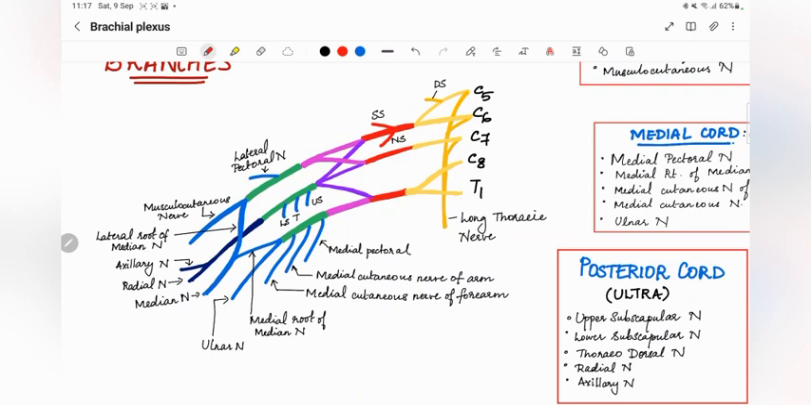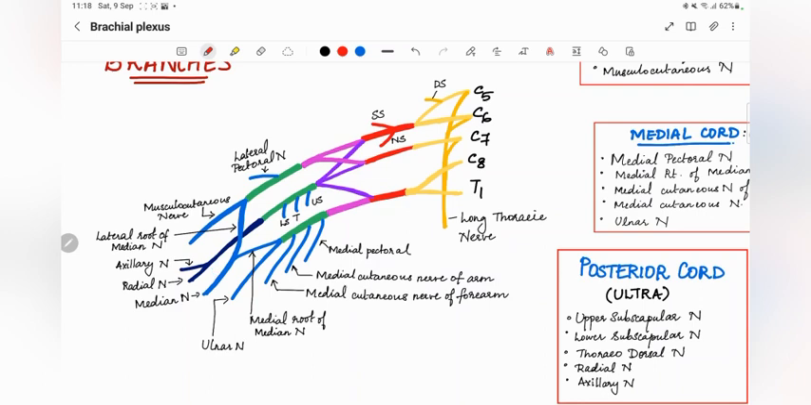So, the upper subscapular nerve supplies the subscapularis muscle, and then the lower subscapular nerve supplies the subscapularis and the teres major muscle. Then the thoracodorsal nerve, also known as the nerve to latissimus dorsi, supplies the latissimus dorsi muscle, and the radial nerve and the axillary nerve are the 2 important nerves. The axillary nerve supplies the deltoid and the teres minor muscle, whereas the radial nerve supplies all the muscles in the posterior compartment of the arm and the forearm. It also has sensory function.